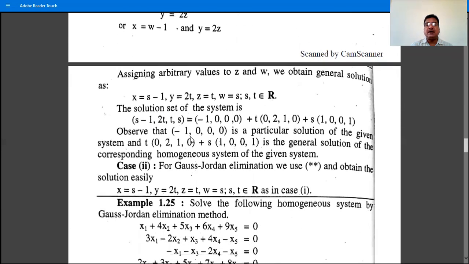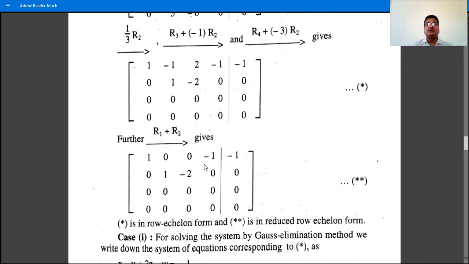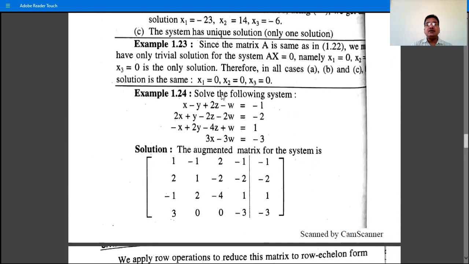So this minus 1, 0, 0, 0 is the particular solution of the given system, and t times (0, 2, 1, 0) plus s times (1, 0, 0, 1) is the general solution of the corresponding or associated homogeneous system Ax is equal to 0. So what is the corresponding homogeneous system? We replace all these constants by 0: replace minus 1 by 0, minus 2 by 0, 1 by 0, and minus 3 by 0. So this is the associated homogeneous system.